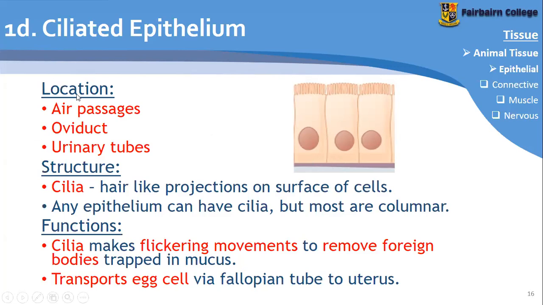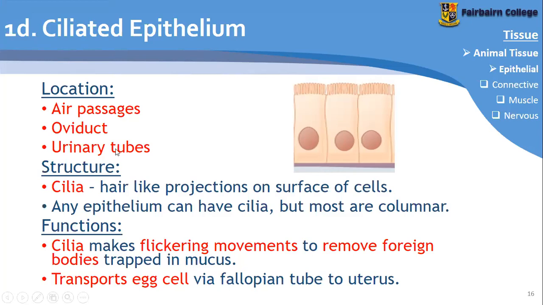So where do you find this ciliated epithelium? We find them in the air passages. So in your breathing tubes, basically. Everything from your trachea down into your lungs. You also find them in the oviduct, that is the fallopian tubes in the female reproductive system. And you also find them in the urinary tubes. So we'll discuss all three of those very briefly when we discuss the function.